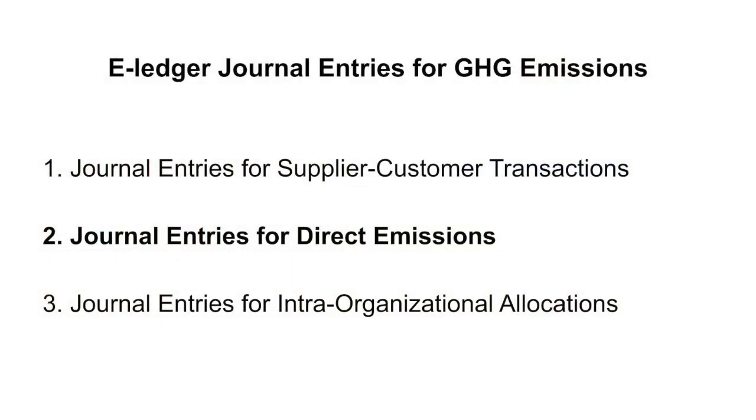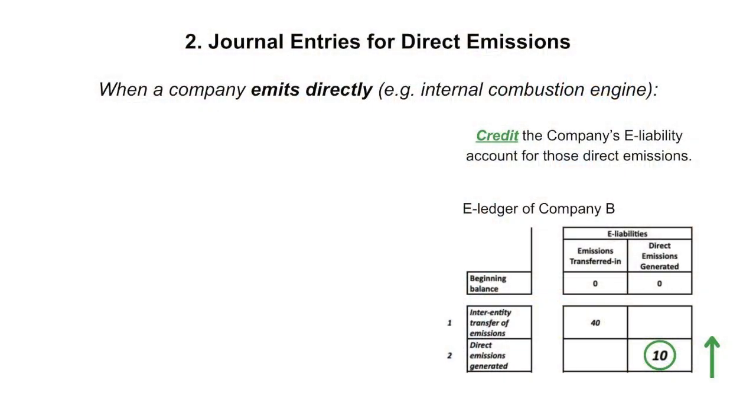Thank you, Bob. Yes, the second journal entry basically deals with direct emissions into the atmosphere. Of course, when a company is engaged in this kind of direct emission, maybe it is producing steel in a blast furnace, or running an internal or external combustion engine and combusting fossil fuels, there are certain direct emissions, and those direct emissions result in a credit on the entity's e-ledger, on the e-liability side of the ledger.